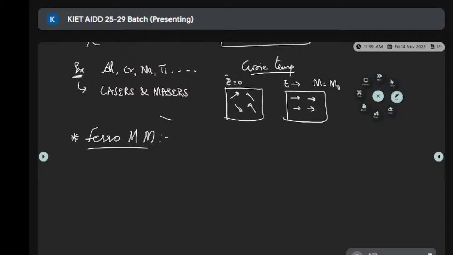Such type of screwdrivers, when you heat them, they will lose their power of attraction. Losing magnetism is called demagnetization. What do we call it? Demagnetization.